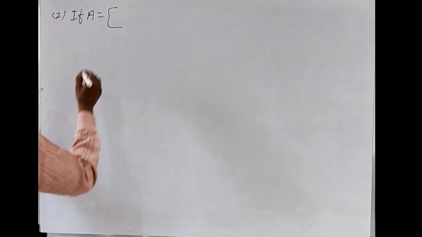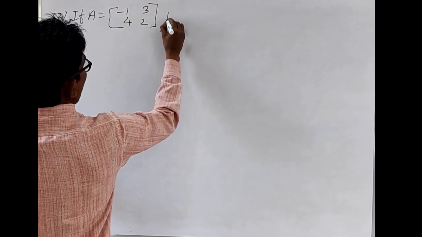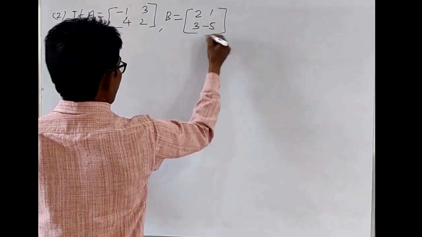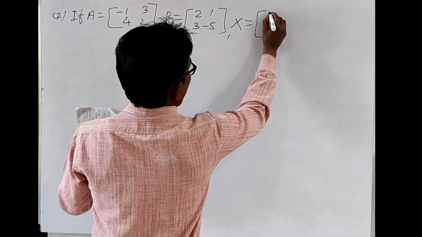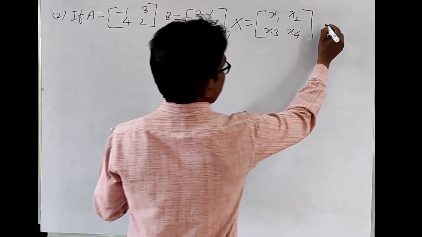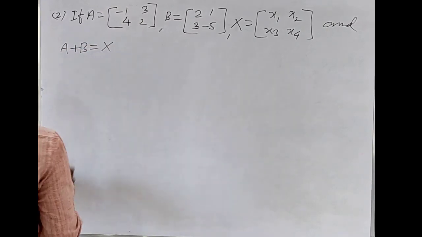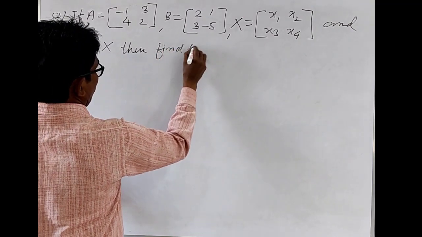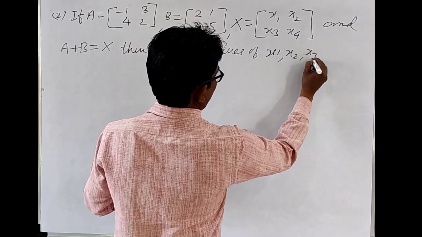A is equal to -1, 3, 4, 2, B is equal to 2, 1, 3, -5, X is equal to x1, x2, x3, x4 and A plus B is equal to X. This is the given condition. Then find the values of x1, x2, x3, x4.